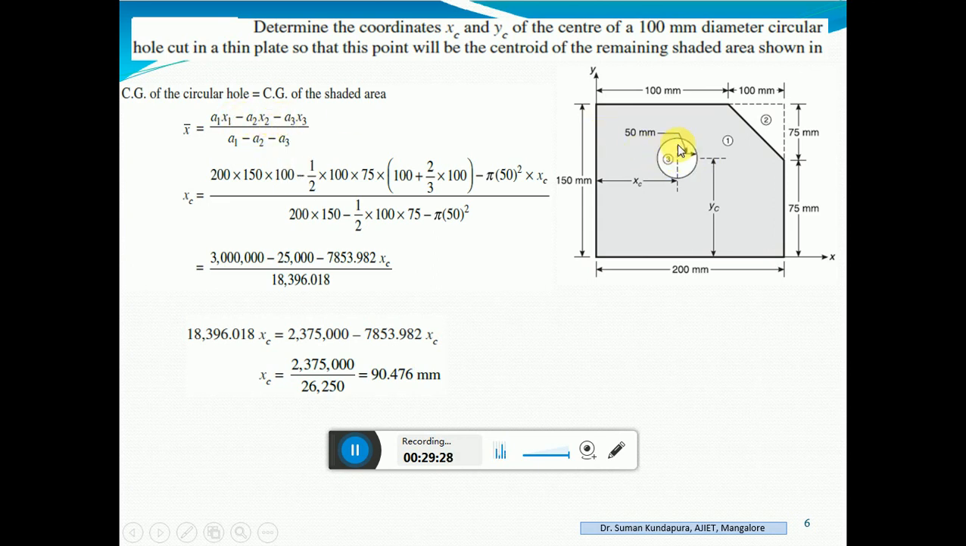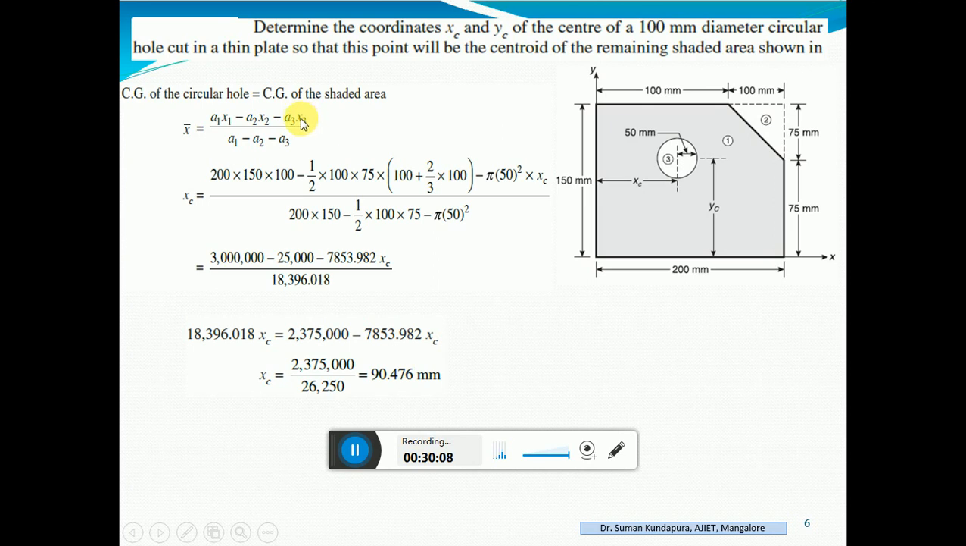Even here, see this circle is a cutout portion, so minus a3 x3. Next one is for the circle. Area is, this a3 is pi r square, r is 50 mm, so pi 50 squared into xc. Why xc? Because they have given the coordinates xc and yc of the center of the 100 mm diameter circle hole cut in thin plate, so that this point will be considered as a centroid of the remaining shaded area. So what is this xc usually, x3 usually?